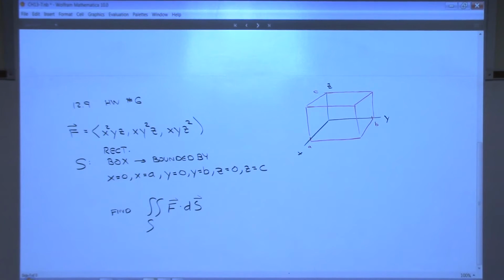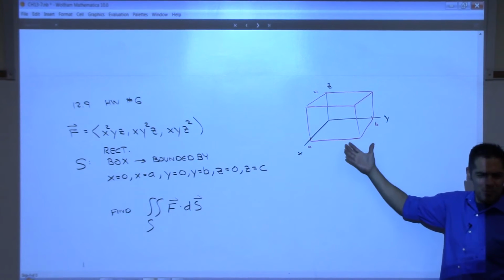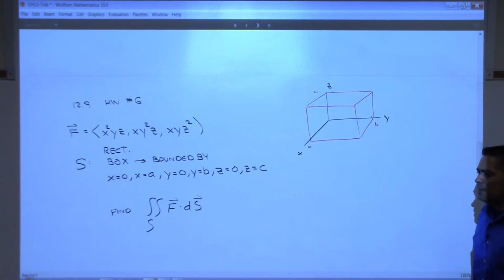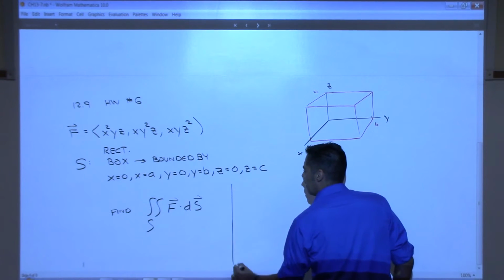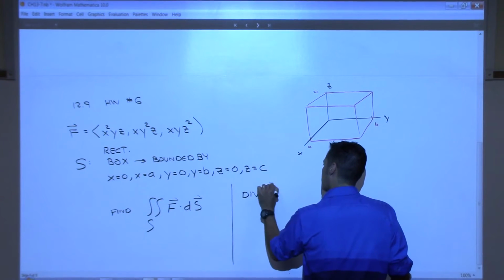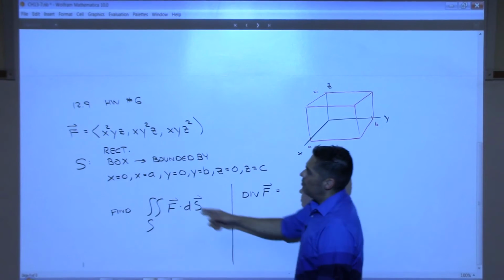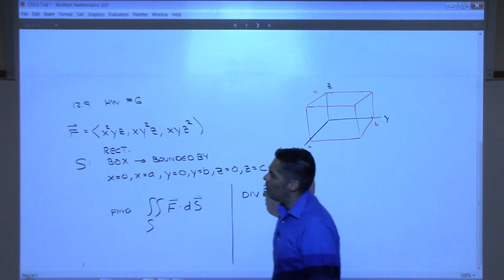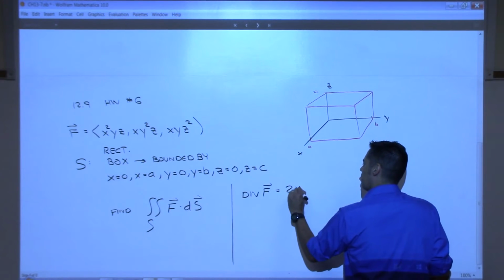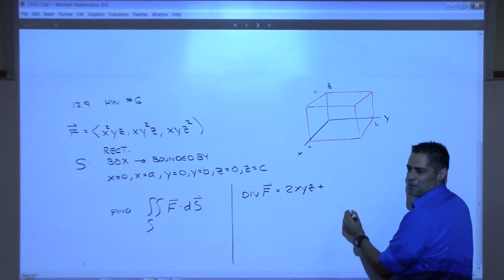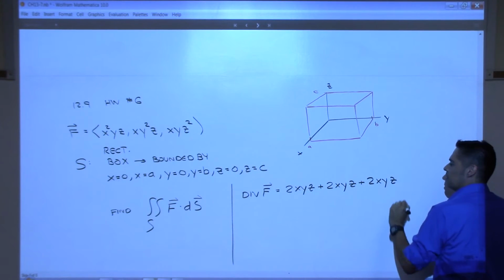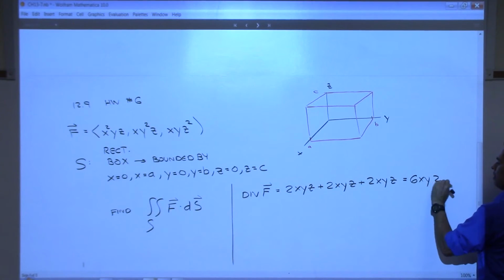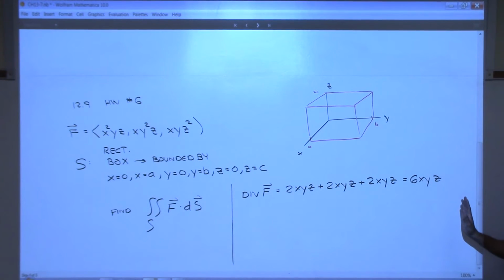Automatically, we're thinking this is better off as a divergence problem, right? Because that is very simple to figure out what the restrictions on X, Y, and Z are, right? But the div is what we still need to figure out whether or not we want to mess with. So what is the div of F here? So the derivative of that with respect to x is 2xyz, plus another one of those, 2xyz, plus 2xyz, which is 6xyz. That seems like something I don't mind integrating.